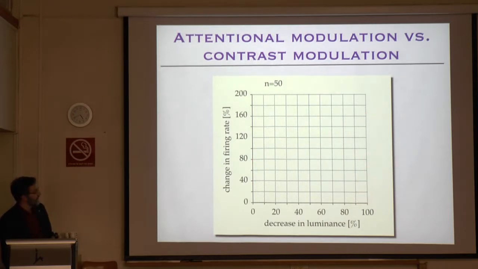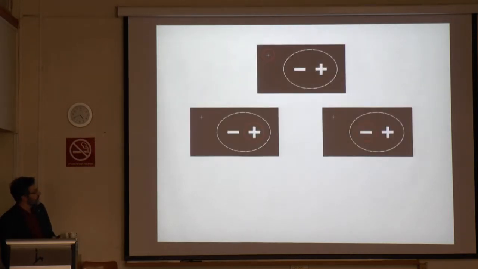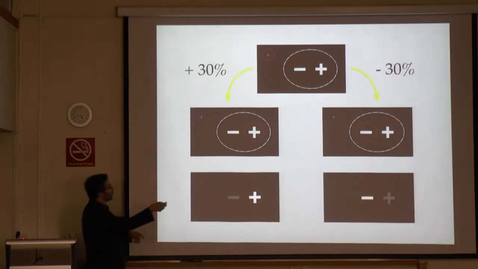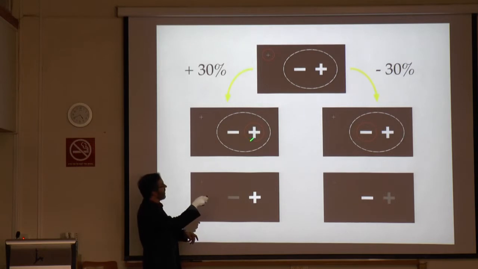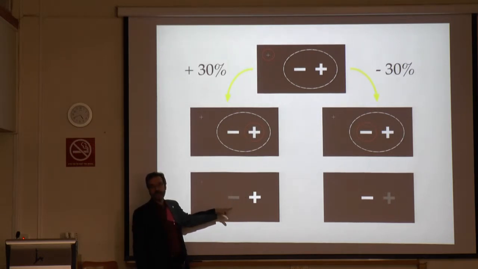I'm going back one slide. So how do you get a neuron to treat two physically equally strong stimuli as if they are of different strengths? Because that's ultimately what the neuron is doing with attention. How do you get this to happen?